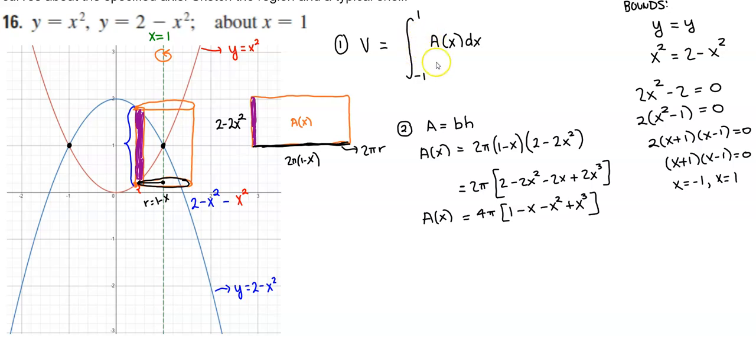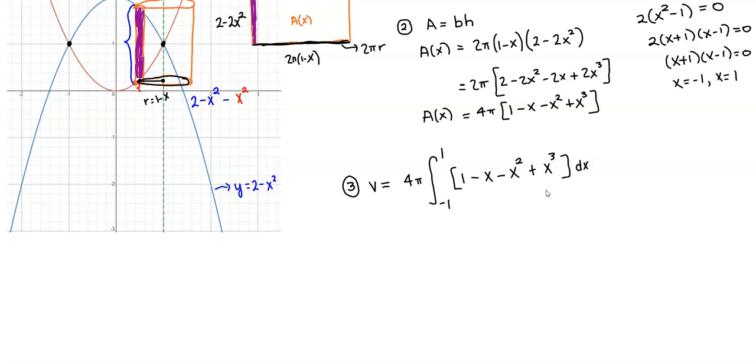So we're going to plug it into this formula. Now we know, in step number 3, the volume is going to equal, if we factor out the constant, 4 pi, going from negative 1 to 1 of the function 1 minus x minus x squared plus x cubed dx. Okay, so now let's find the antiderivative.